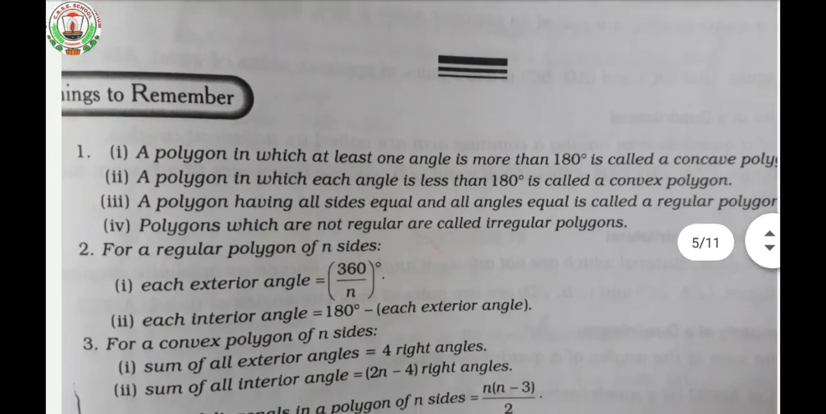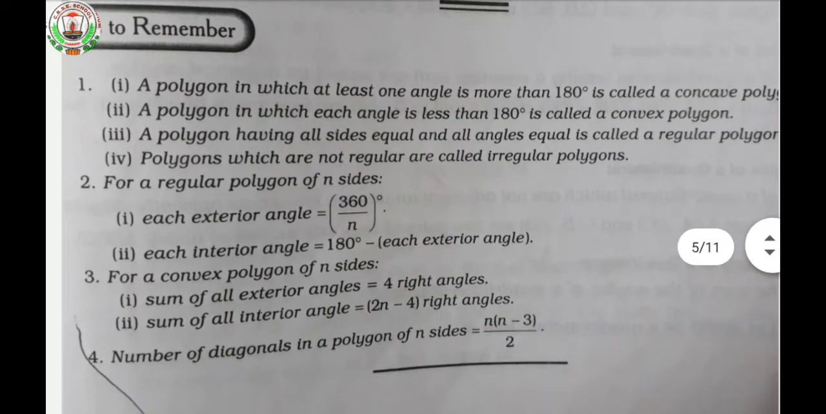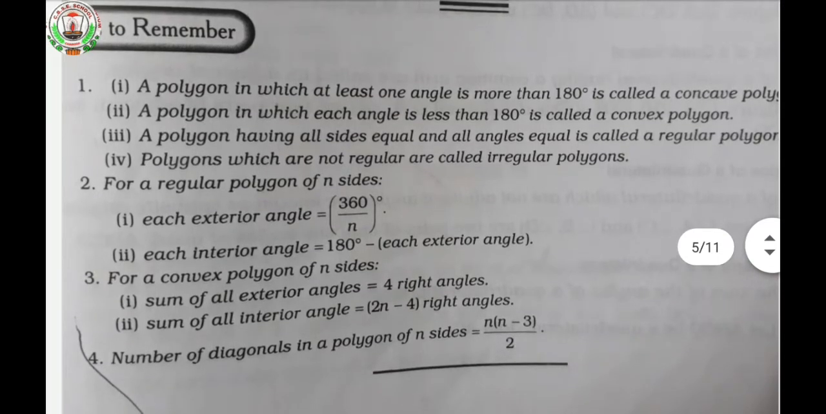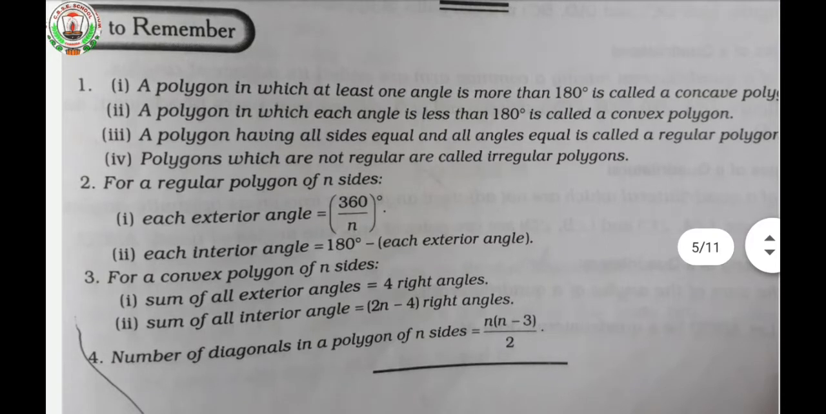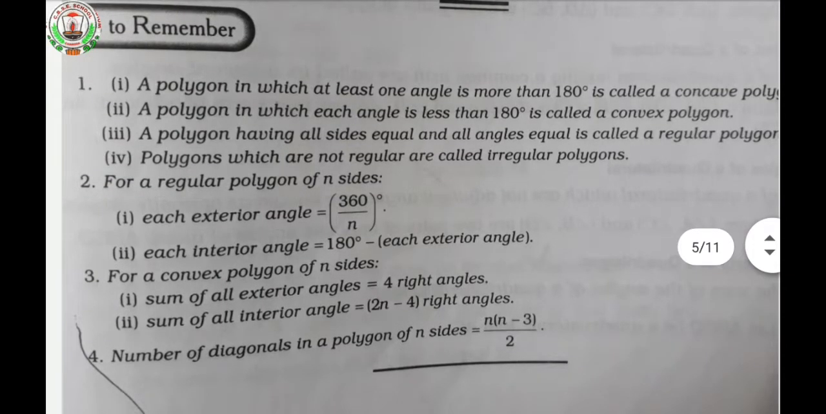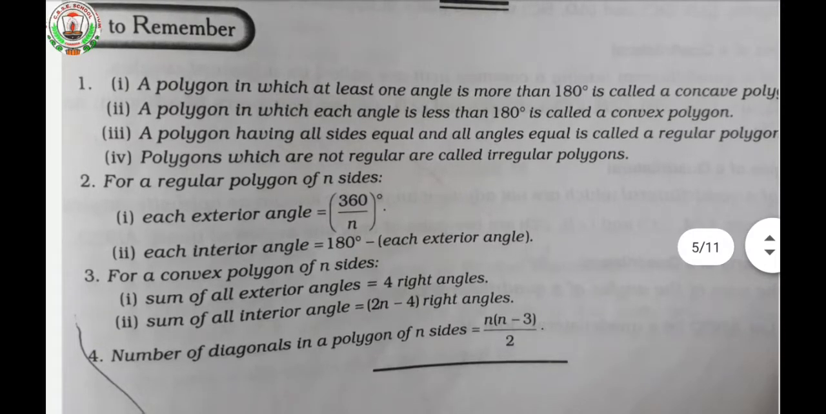Next, here are some points which you have to memorize. First point, a polygon in which at least one angle is more than 180 degrees is called a concave polygon. Second, a polygon in which each angle is less than 180 degrees is called a convex polygon. Third, a polygon having all sides equal and all angles equal is called a regular polygon. Fourth, polygons which are not regular are called irregular polygons.